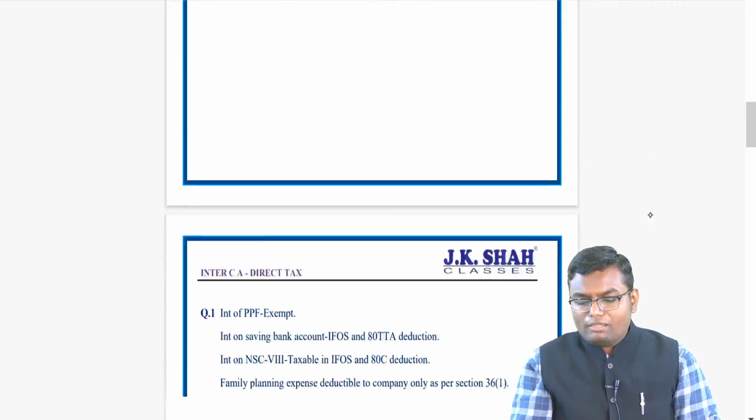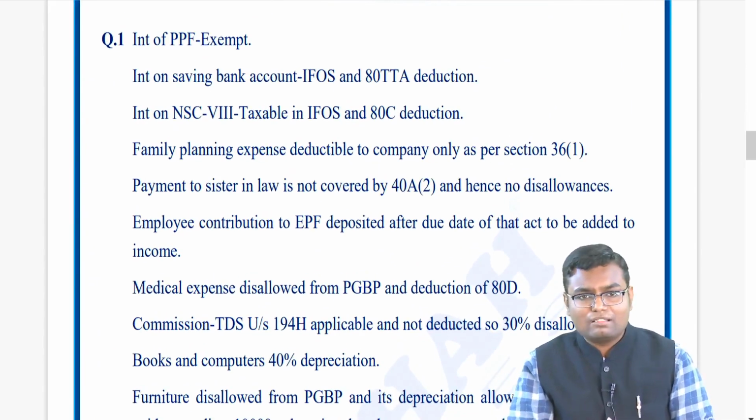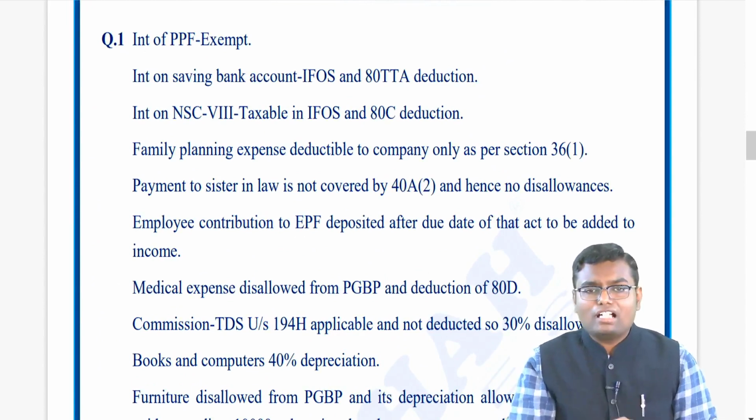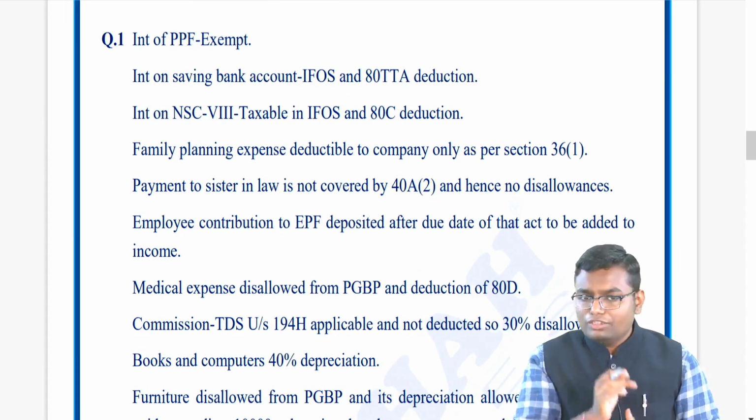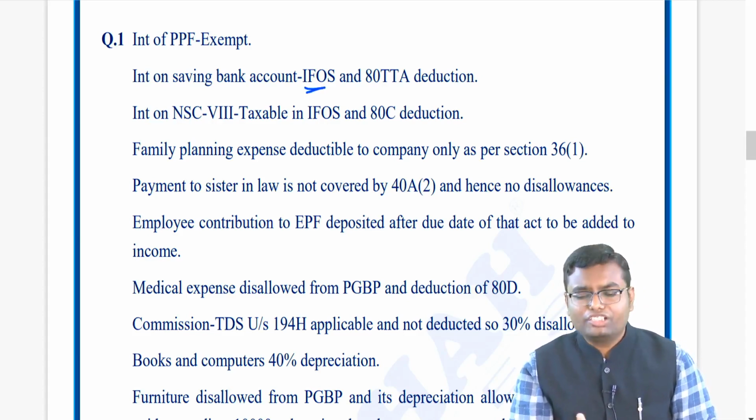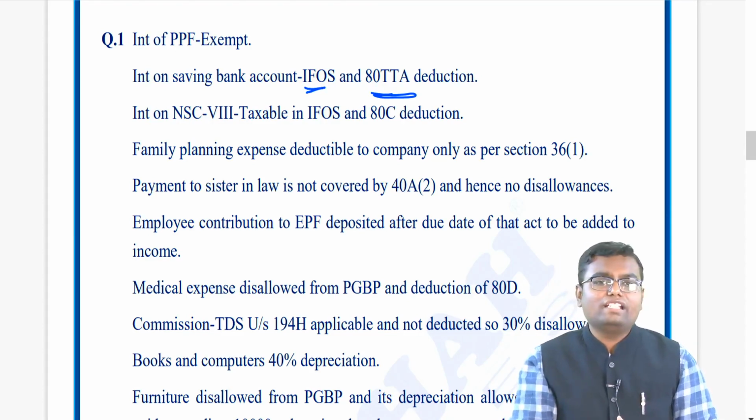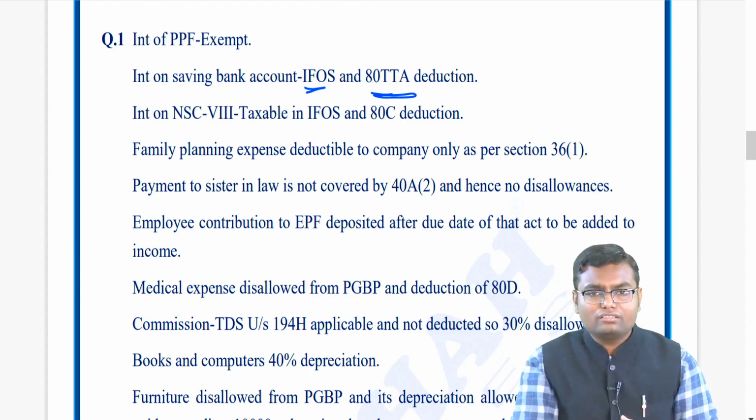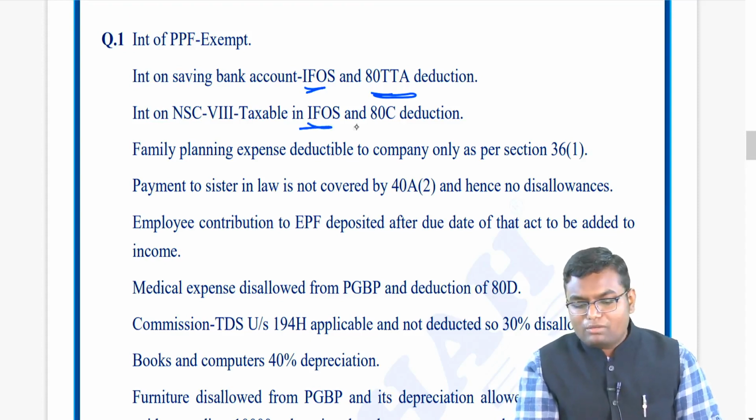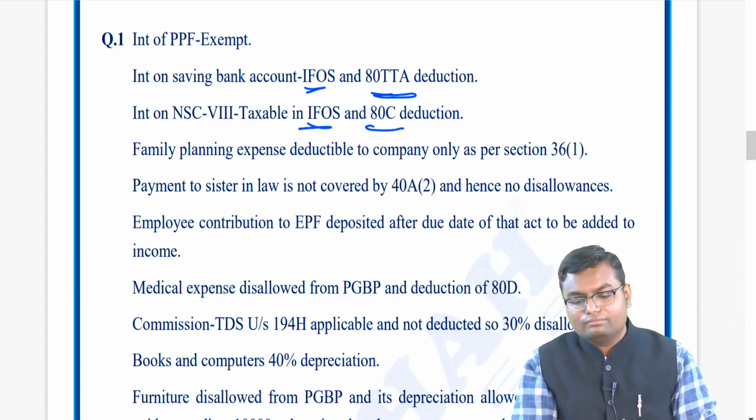Now which important points were there in this question? First of all, interest on PPF is exempt. Interest on savings bank account was given on the credit side of P&L. You know that it is always income from other sources, and for this income you will get deduction under section 80TTA. On the credit side of P&L, they have given interest on National Savings Certificate. Remember, it is taxable under income from other sources, and for that you will get deduction under section 80C.